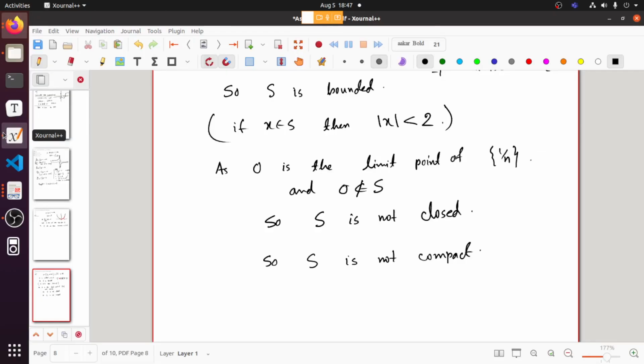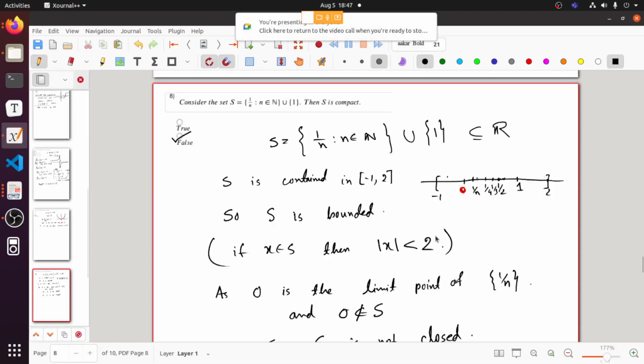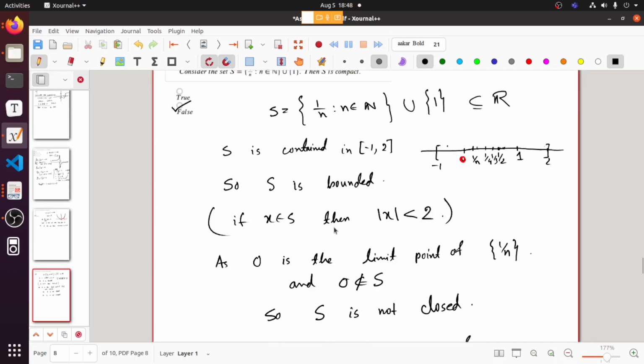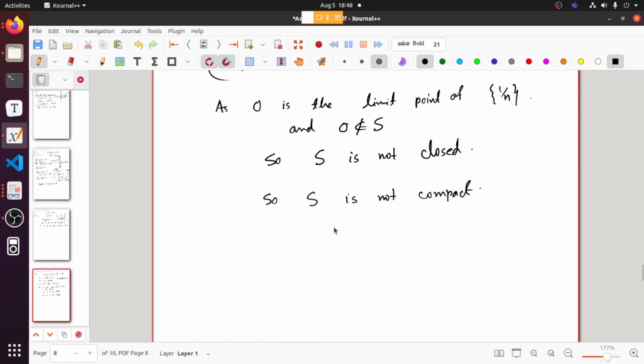But I need another explanation in terms of every open cover has a finite subcover. Can you explain in that way? Yes. So you have to find a cover, right? So 1 by n. Every open cover has a finite subcover. So what is this? This is 0, this is 1, this is half, this is 1 by 3. So you can take this to be a cover, right? Suppose you take the open cover.